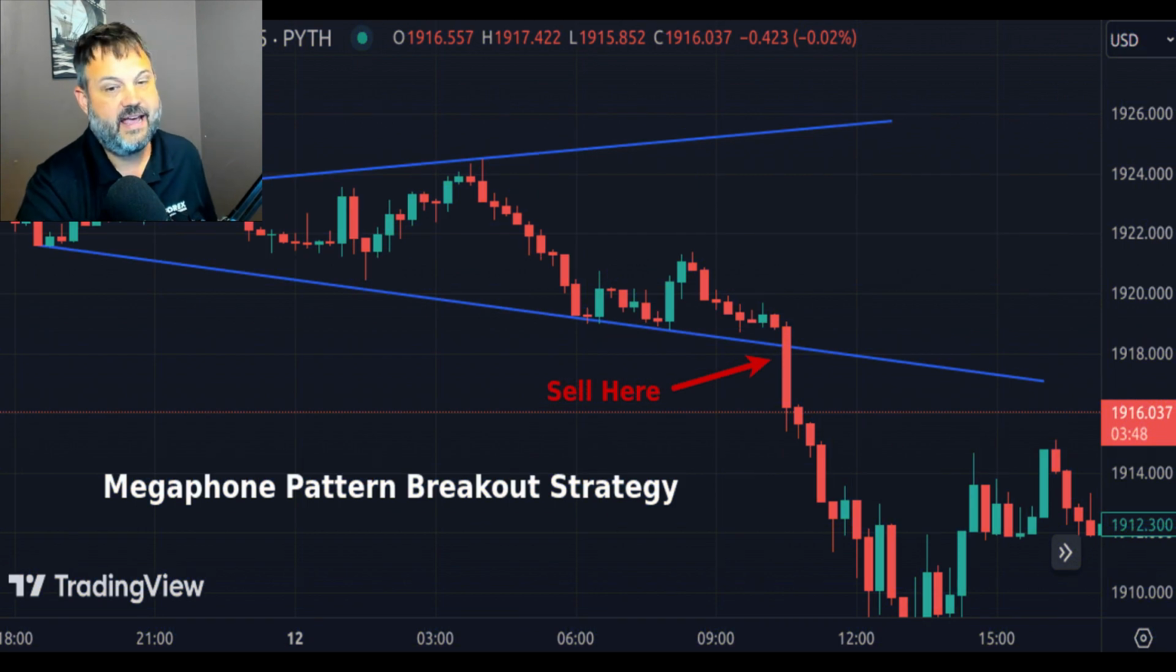Now let's go ahead here and take a look at the sell example, right? And these are both on gold. The Megaphone pattern breakout, when it breaks out, you put your stop loss above the Megaphone and you put your entry below and you put your take profit at the exact same distance as your stop loss. Now, here's the bonus tip that I was talking about.